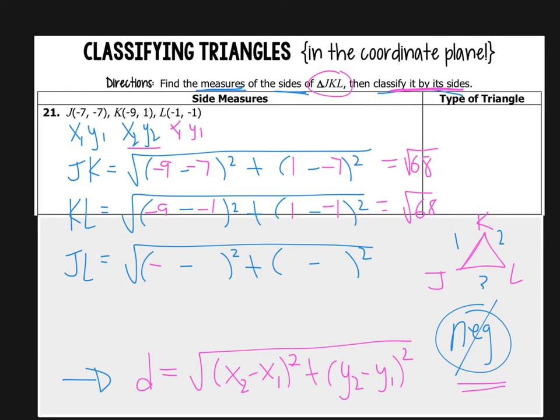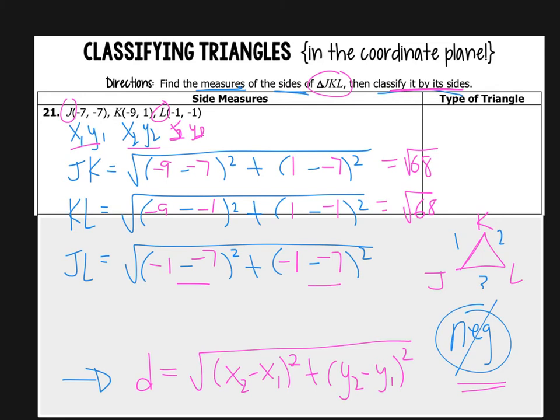Now what about JL? So I got J and L, and I have these both labeled as x1, y1. Just pick one to recall it 2. Let's call this group 2. So then that's going to be a negative 1 minus a negative 7, and then a negative 1 again for the y, minus a negative 7 again. And that's going to give us over here a positive 6.